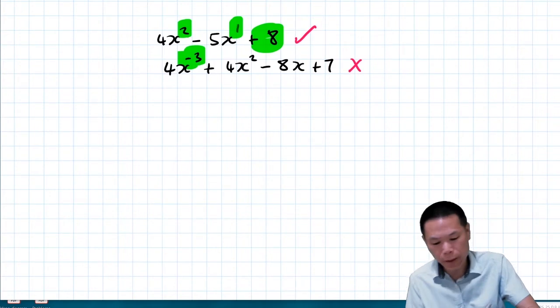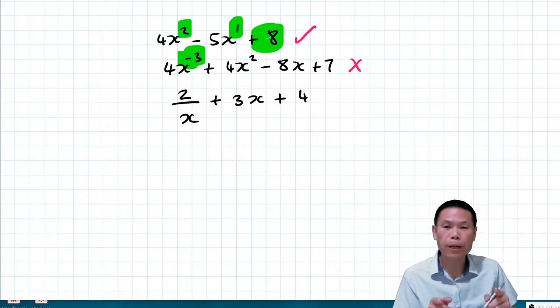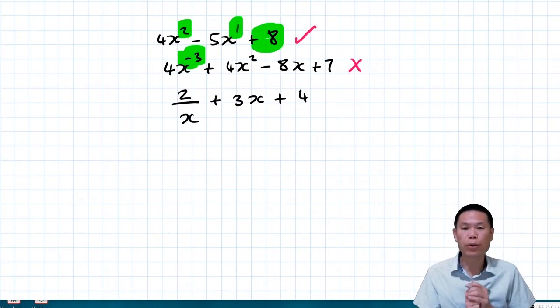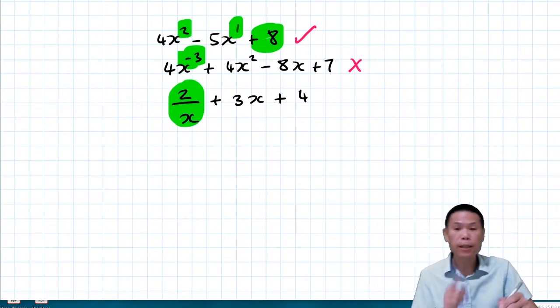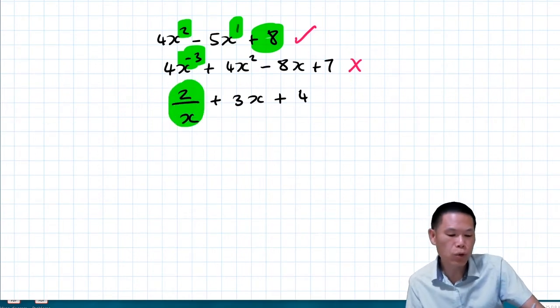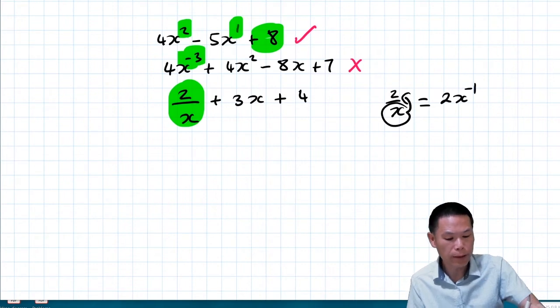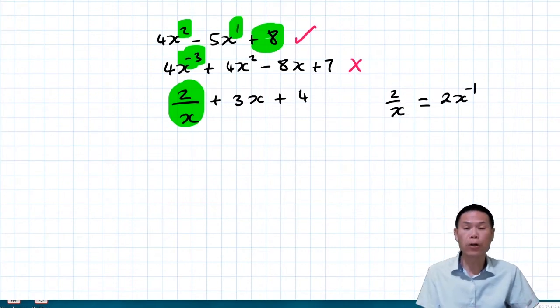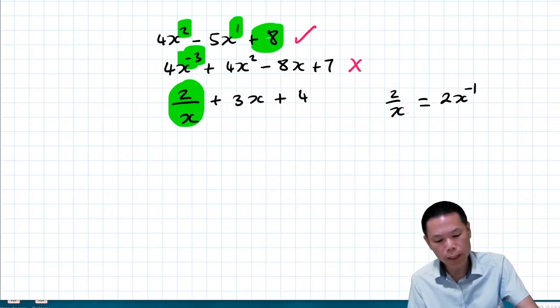And how about the next one? This one here is not a polynomial. The reason is because of 2 over x. Now remember, if we bring this x up, it becomes 2x to the negative 1. So there you go, we have x to the power of a negative number. Therefore, it is not a polynomial.